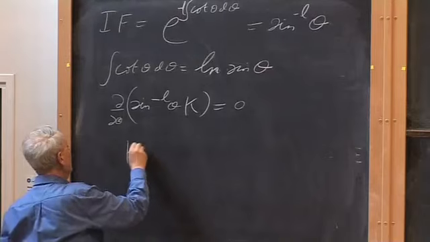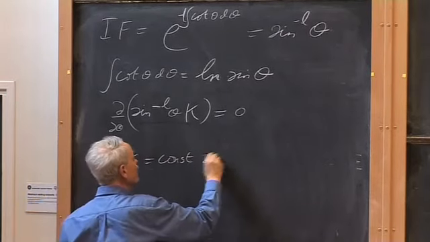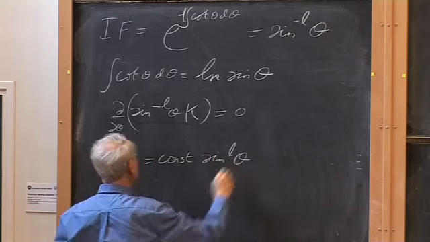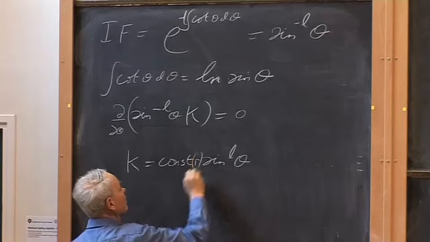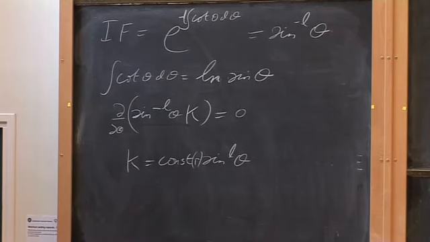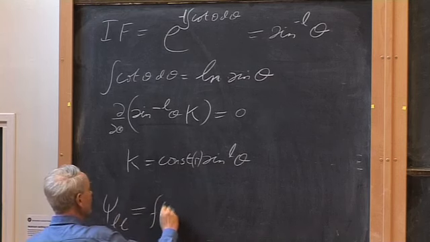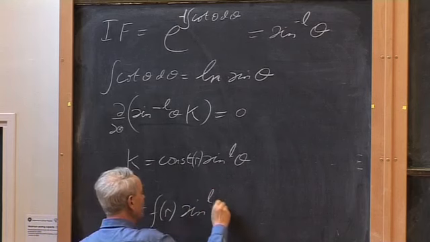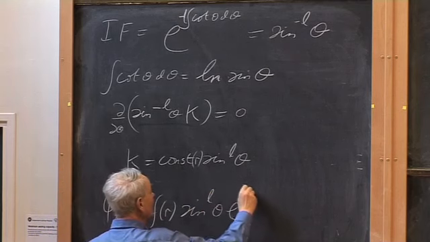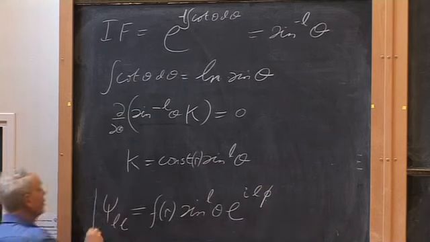In other words, the function is equal to a constant, which is obviously going to be some kind of normalizing constant, times sine to the L theta. And we have discovered this constant in principle depends on r. You can have any r dependence you like. So what we've discovered is that psi LL is any function of r you like times sine to the L theta e to the i L phi. This is an important kind of result.